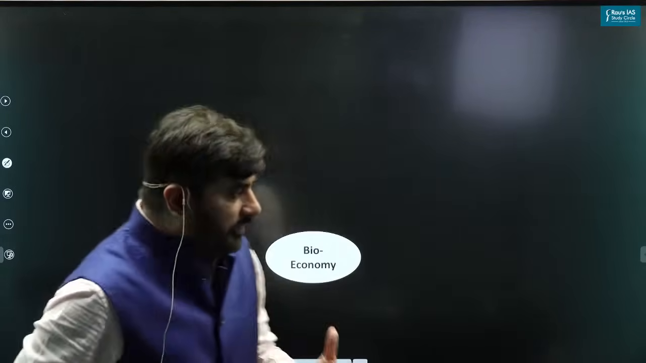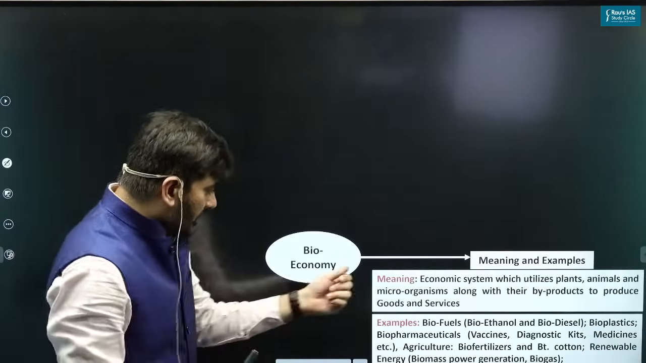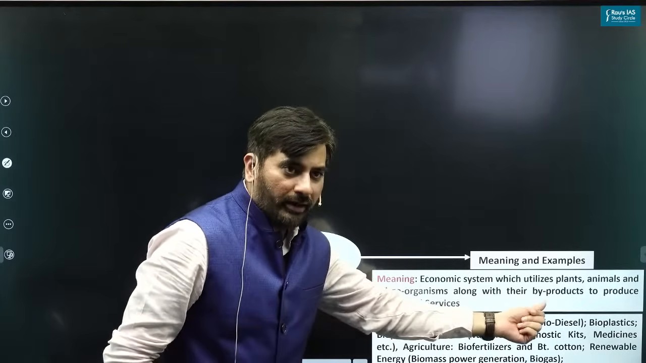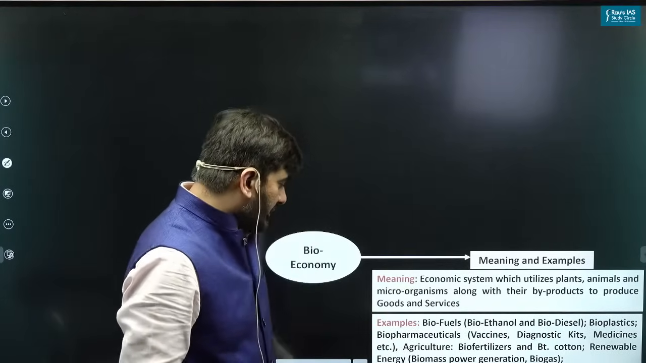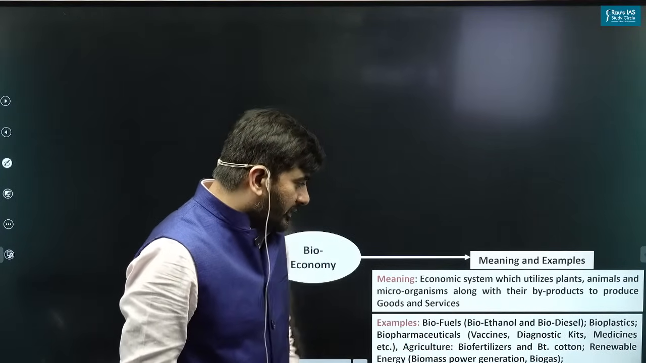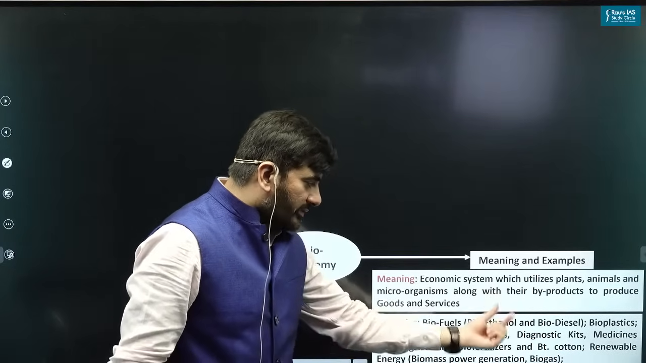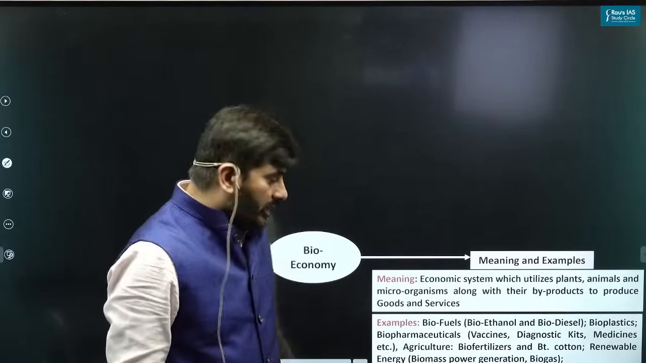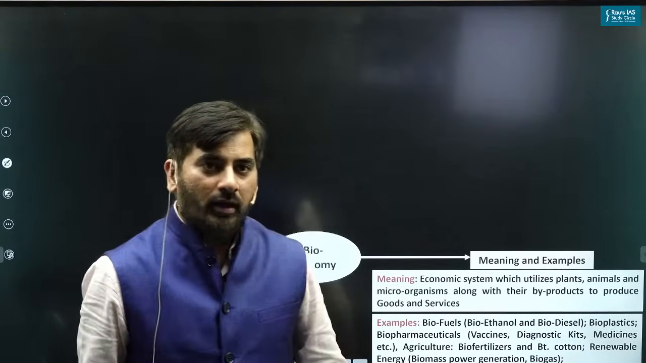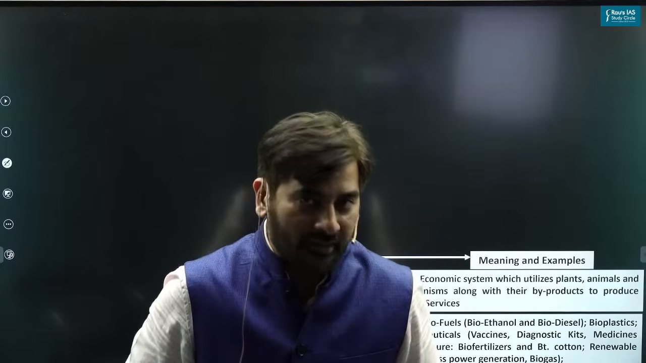The best examples of the products in the bioeconomy, can you see here, can be biofuels, such as bioethanol and biodiesel, bioplastics, biopharmaceuticals like vaccines, diagnostic kits, medicines. In agriculture, it could include biofertilizers and BT cotton. Renewable energy, it could mean biomass, power generation, and biogas, right? All of this constitutes our bioeconomy.